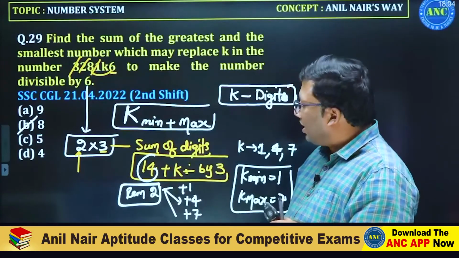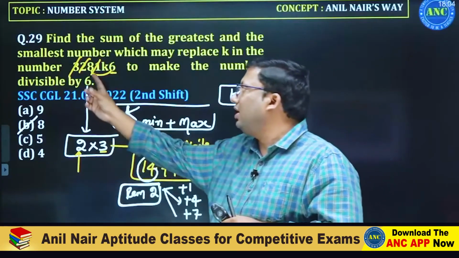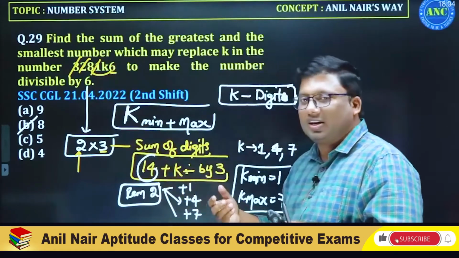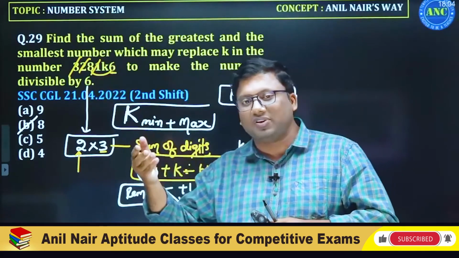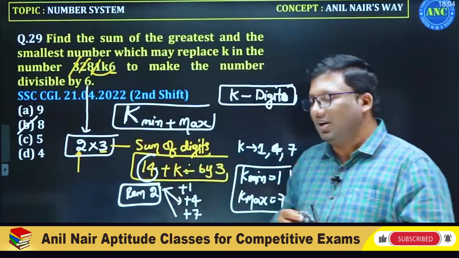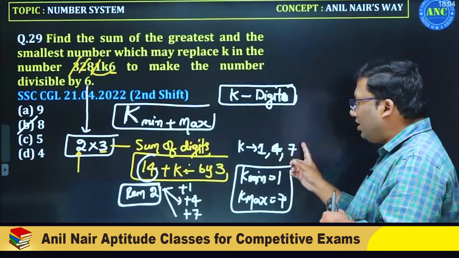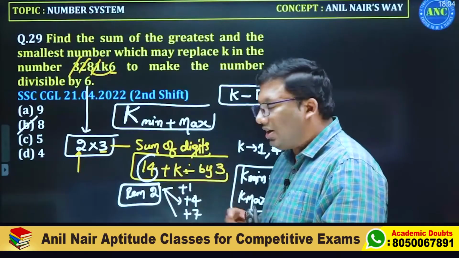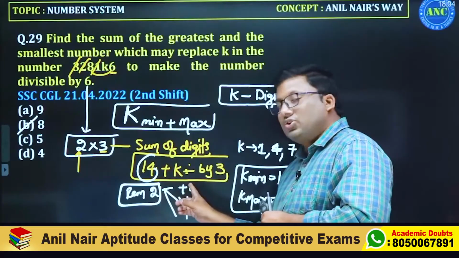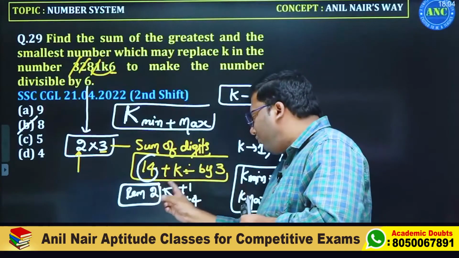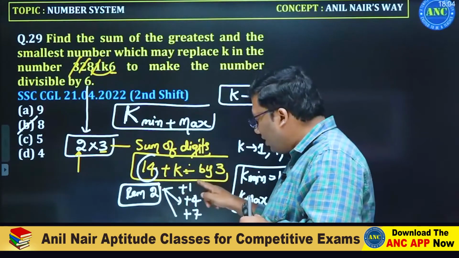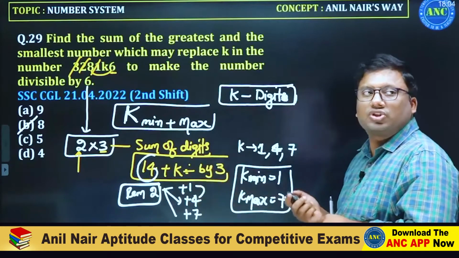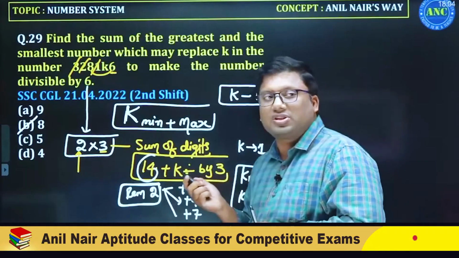Remaining is 14 plus K. If I delete 3, 2 plus 1, and 2 plus 6 plus K, that also results in remainder 2 only. You are left with 8, and 8 divided by 3 leaves remainder 2. K's minimum is 1 and maximum is 7. 14 divided by 3: 3 fours are 12, remainder 2. With remainder 2, I should add 1 or 4 to make it divisible by 3. There is a difference of 3 because the number is divisible by 3. Good question, SSC 2022 second shift question.